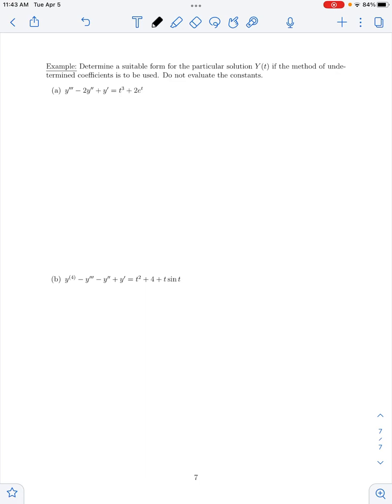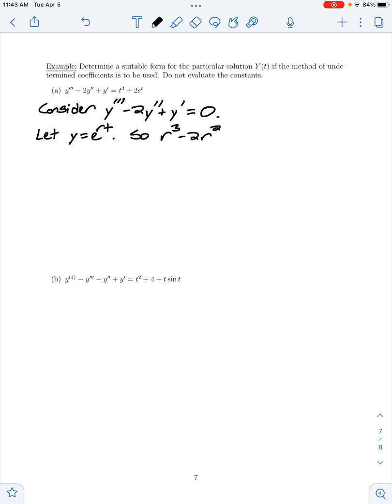So for part A of this example, we have a third-order linear non-homogeneous equation with constant coefficients. And so we start by considering the homogeneous equation. Y triple prime minus 2y double prime plus y prime is 0. And looking for solutions of the form y equals e to the rt, we obtain a characteristic equation of r cubed minus 2r squared plus r equals 0.